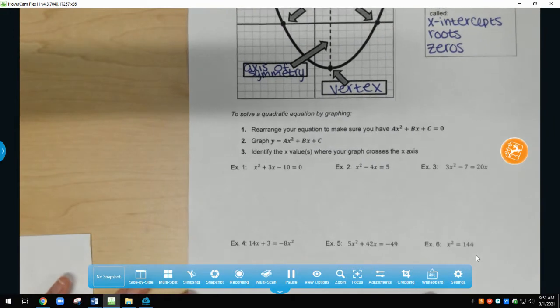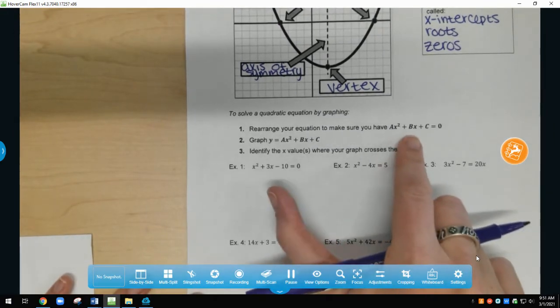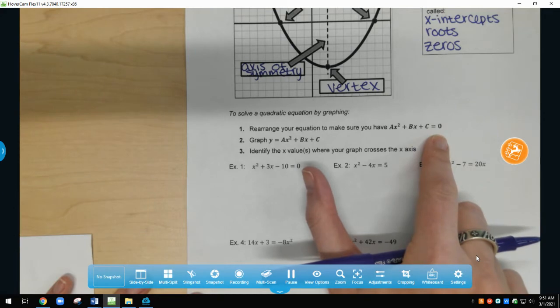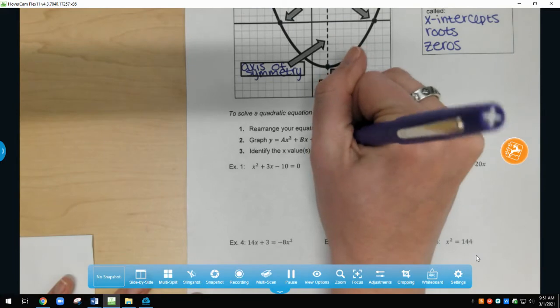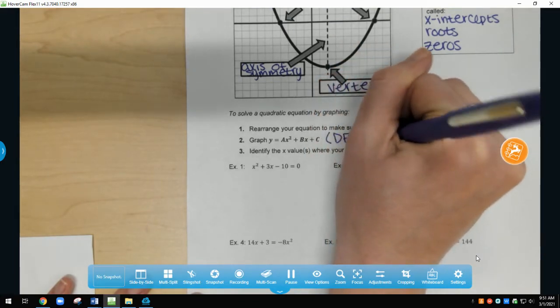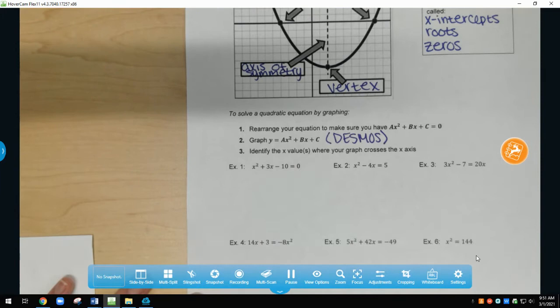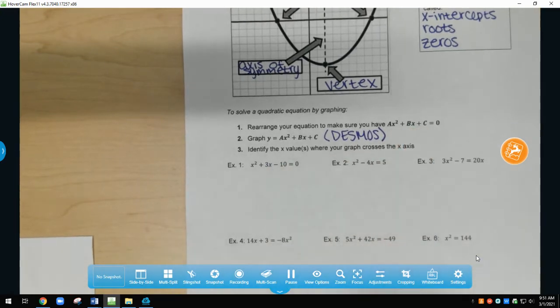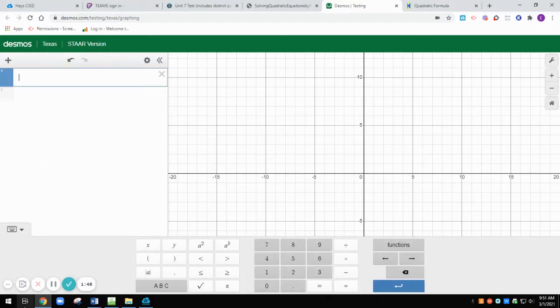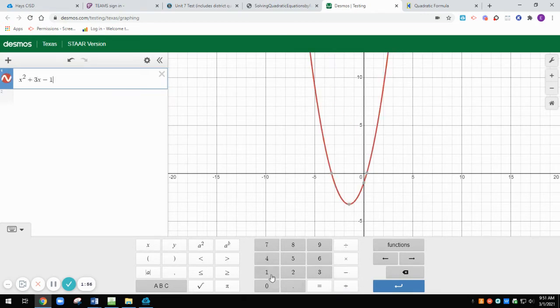So to solve the quadratic equation by graphing, you want ax squared plus bx plus c equal to 0. Then you're going to graph it in Desmos. And then you're going to identify the x values where your graph crosses the x-axis. For example, this one's already in ax squared plus bx plus c, so we're going to go ahead and graph that one. We're going to have x squared plus 3x minus 10.